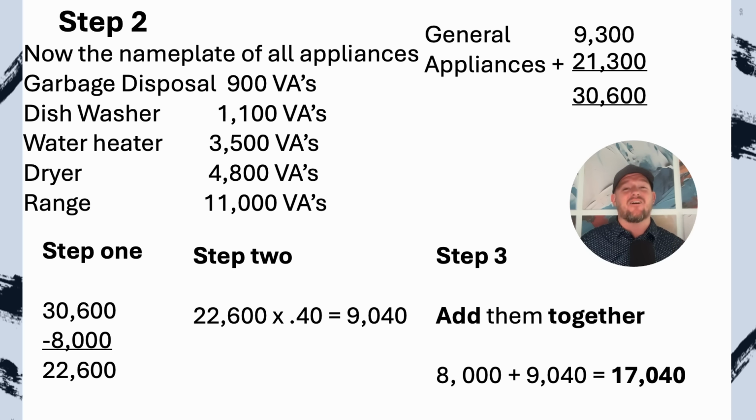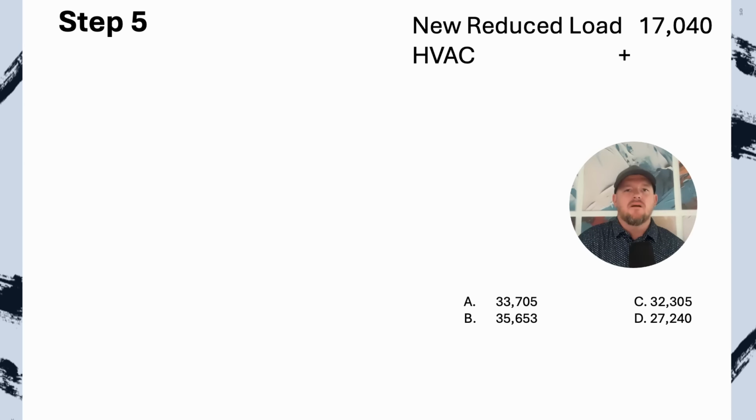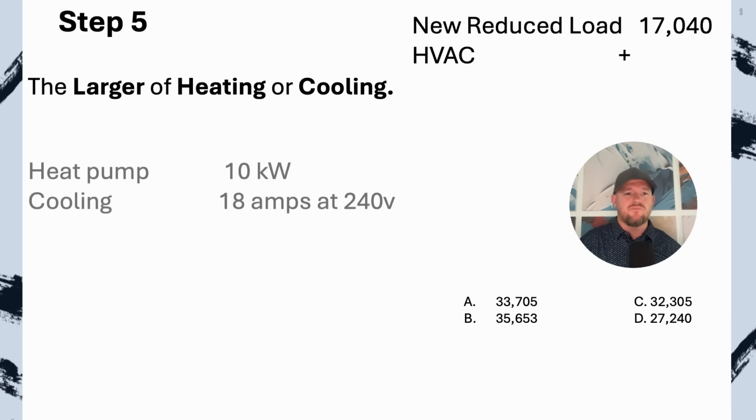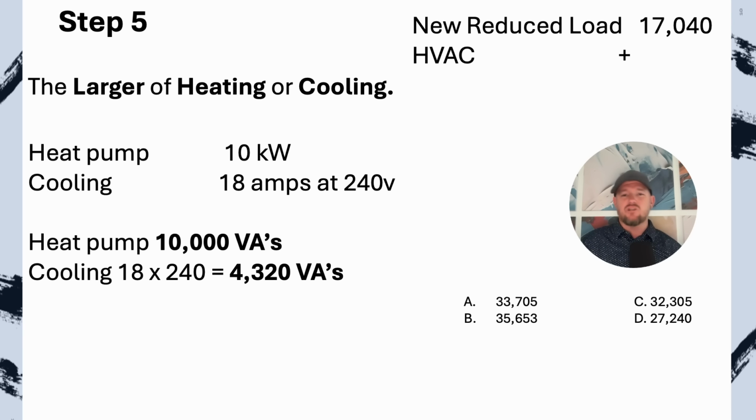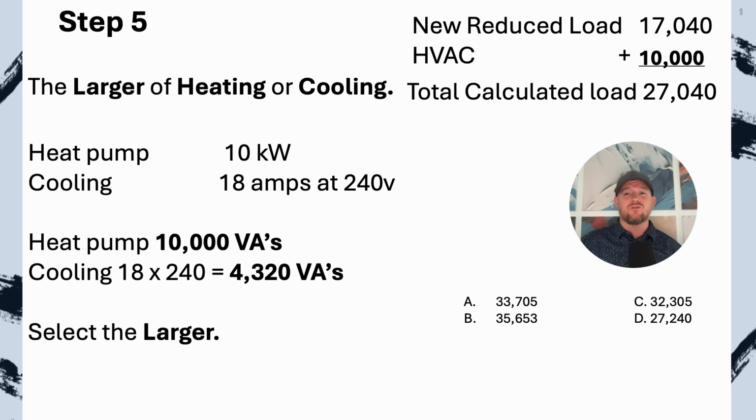Now let's calculate our heating and cooling. For our heating or cooling, we're just going to select the larger of the two. We have our heat pump at 10 kW. We have our cooling at 18 amps at 240. We take and do a little bit of math and see that the heating is much larger. Remember, don't add any loads to anything that is not listed on this calculation. And we select the larger, no big deal. Now all we have to do is total these two together, and we get a total connected load of 27,040 VAs. And it really is that simple.